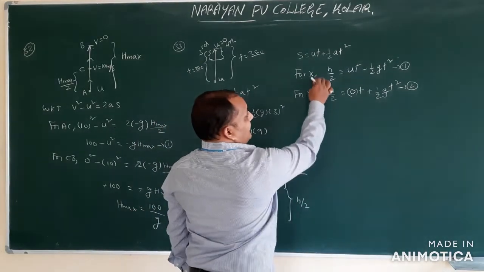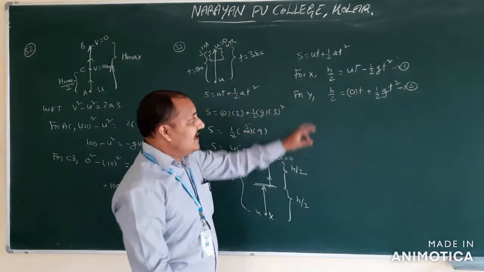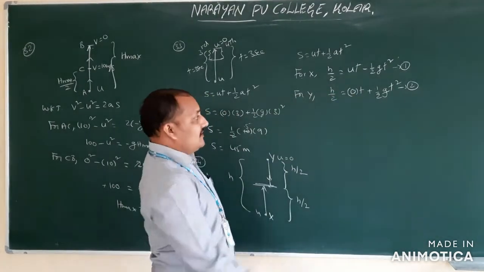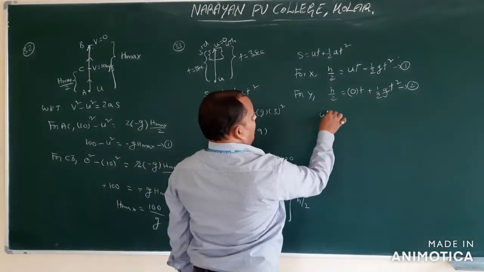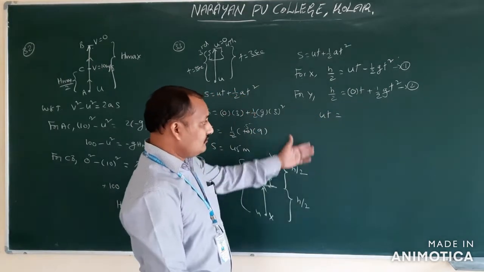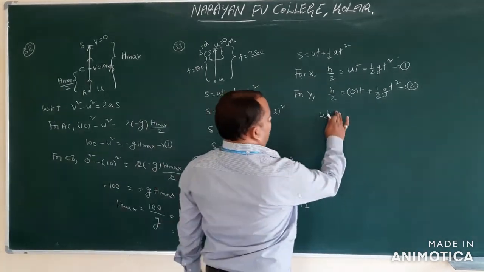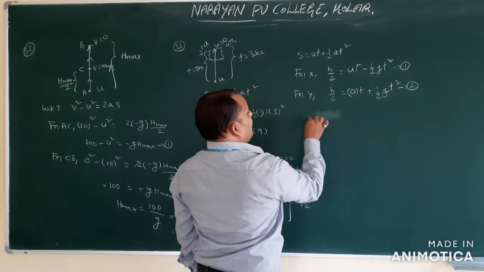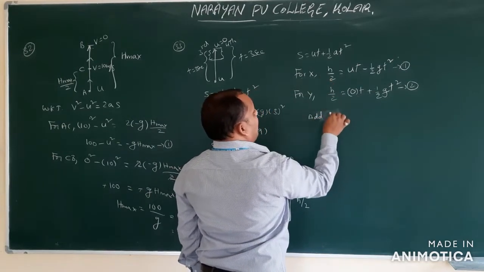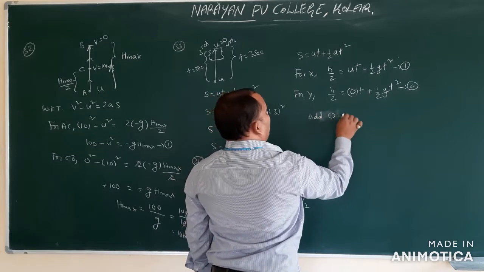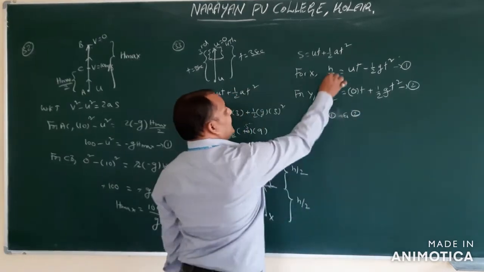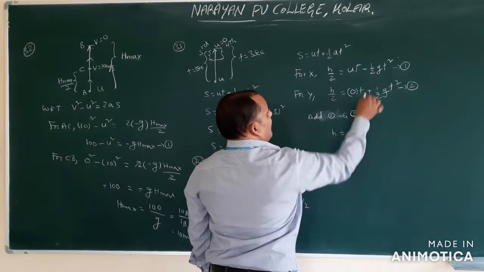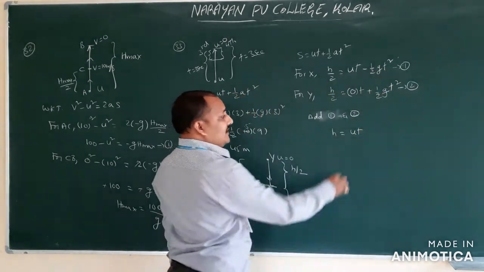Okay, see these equations. In both the equations the LHS is the same, h by 2 and h by 2, so we can equate the RHS. Otherwise add these two equations, h by 2 plus h by 2, because we want the time. Add 1 and 2 means h by 2 plus h by 2 is h. ut, minus half g t square plus half g t square cancel. Then we get t.